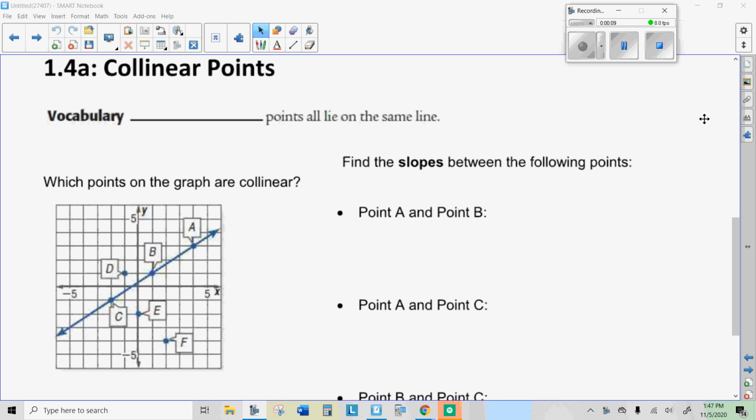Today we're going to talk about collinear. This is your vocab for that. Collinear points all lie on the same line. And we're going to use slopes to help us figure out if 3 points are collinear.